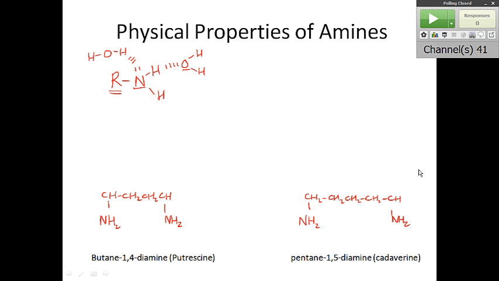So amines are pretty similar to alcohols in terms of water solubility, boiling points, etc. Of course, you can take this amine. This is an N with 2 H's, so this is a primary amine. As you go on up the scale, if you make a secondary amine, there's less opportunity for hydrogen bonding. And if you went to a tertiary amine, which has 3 R groups, all the nitrogen can do is accept the hydrogen bond. It can't donate a hydrogen bond.